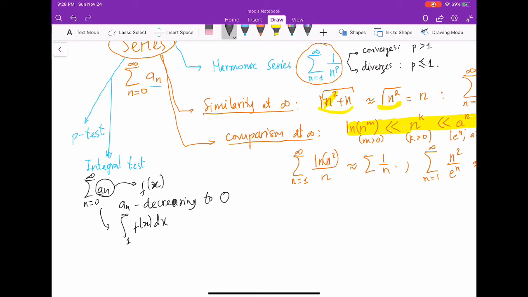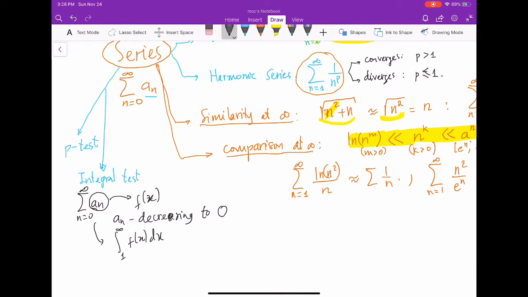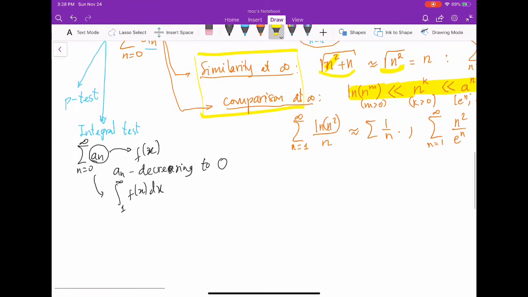But I would tell you this, when we study improper integrals, we still need to use similarity and comparison at infinity. So basically, if you understand these two things, you don't have to go from series to integral. Okay.